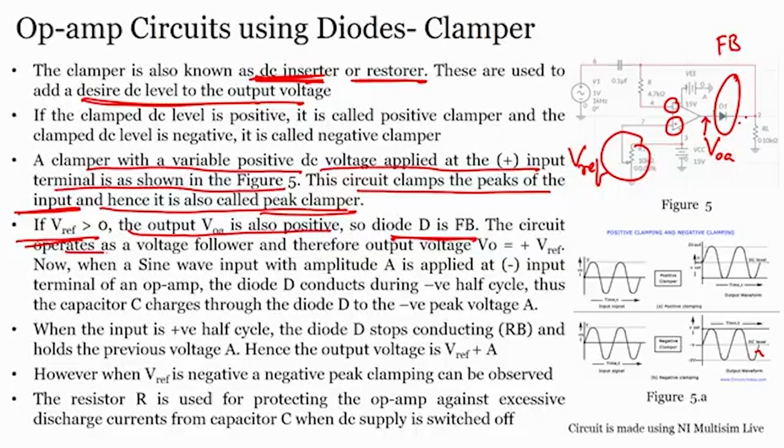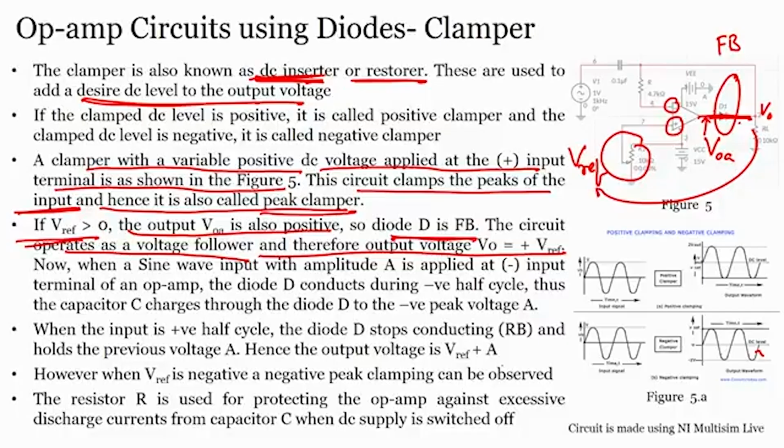The circuit operates as a voltage follower, because we are connecting it that way, and therefore the output voltage VO is nothing but V reference. So, when it is forward biased, your output voltage VO is nothing but the reference voltage V reference.